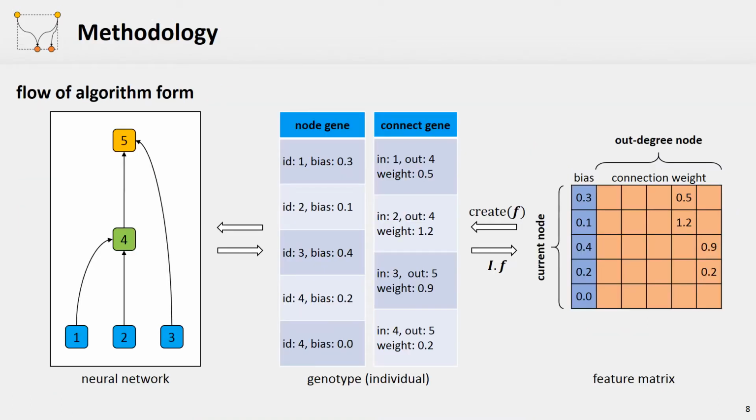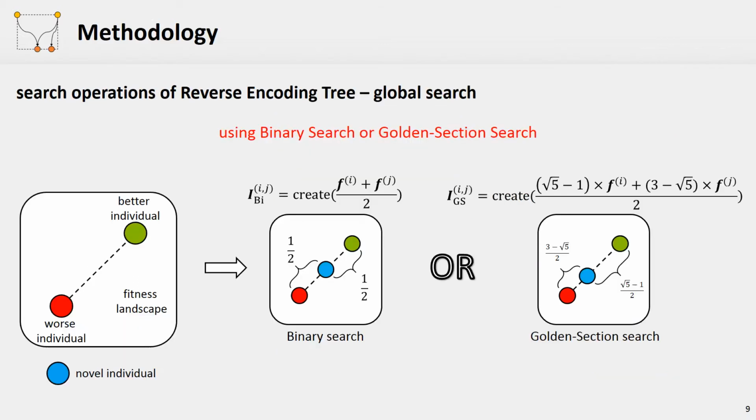In the algorithm NEAT, an individual is a genotype of a neural network. It includes node ID, connection information, weight, and bias, which can be recorded as an adjacency matrix we call the feature matrix. Between two feature matrices, we use Euclidean distance to describe the difference between them, that is, between two individuals.